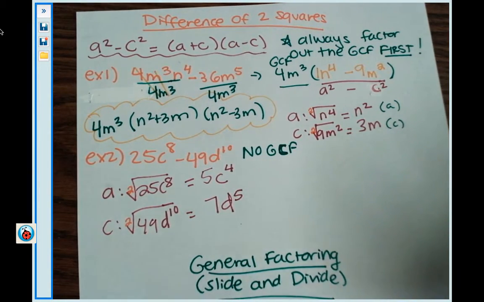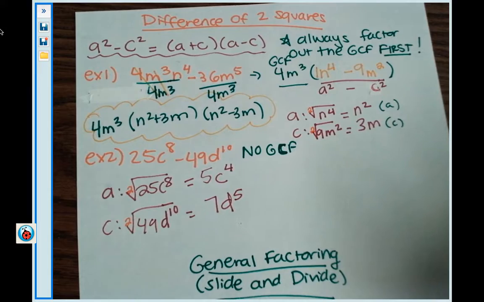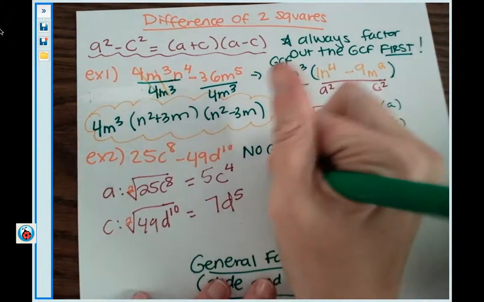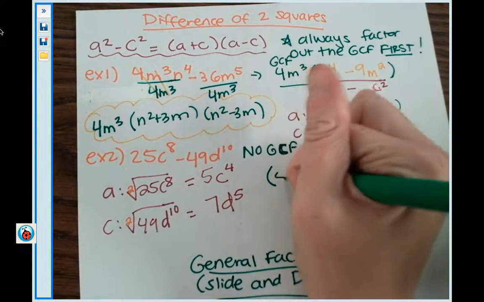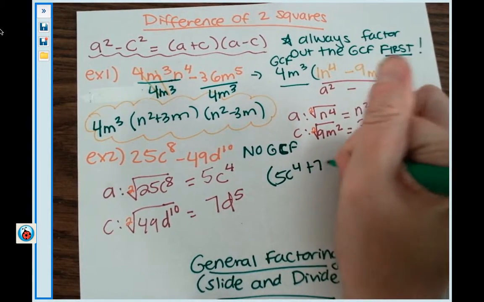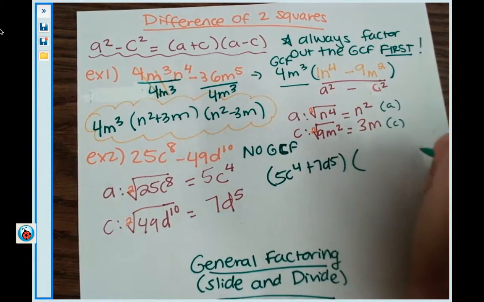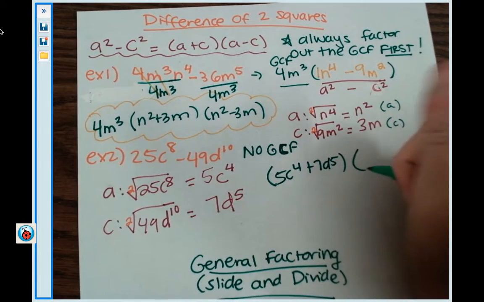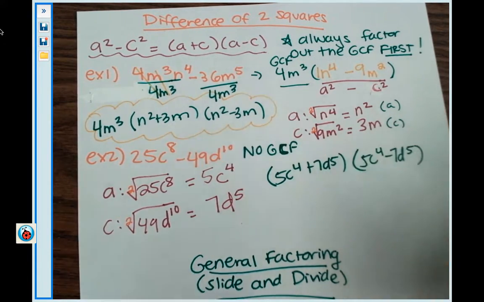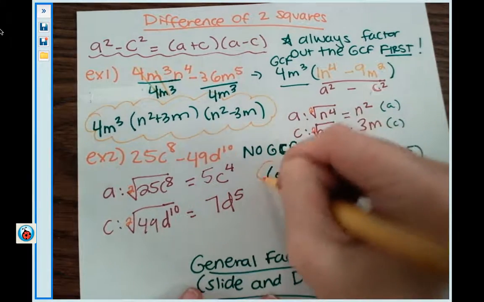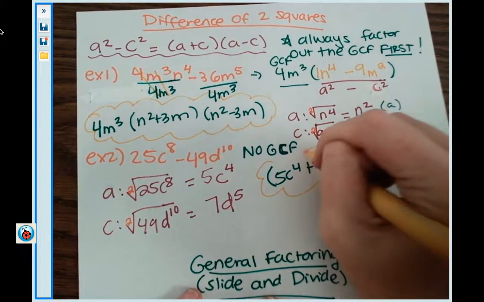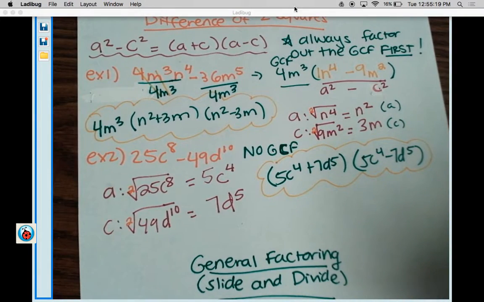Alright guys, and then for our final answer, we add them and subtract them, and then we'll be done. So I'm going to add these two together, so we have 5c to the 4th plus 7d to the 5th. And then in one parenthesis, I subtract them. So 5c to the 4th minus 7d to the 5th. And that would be my final answer, you guys. We can factor this using a difference of 2 squares. Holy hot dog, you guys.